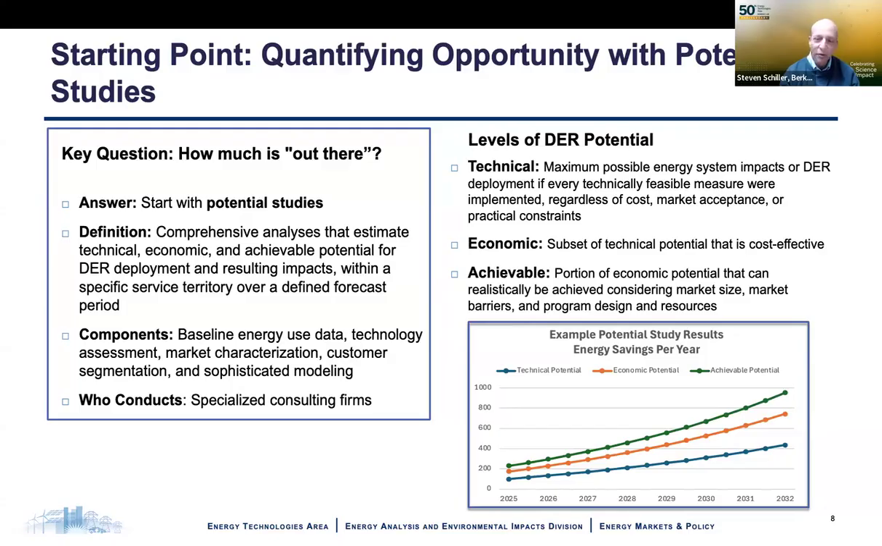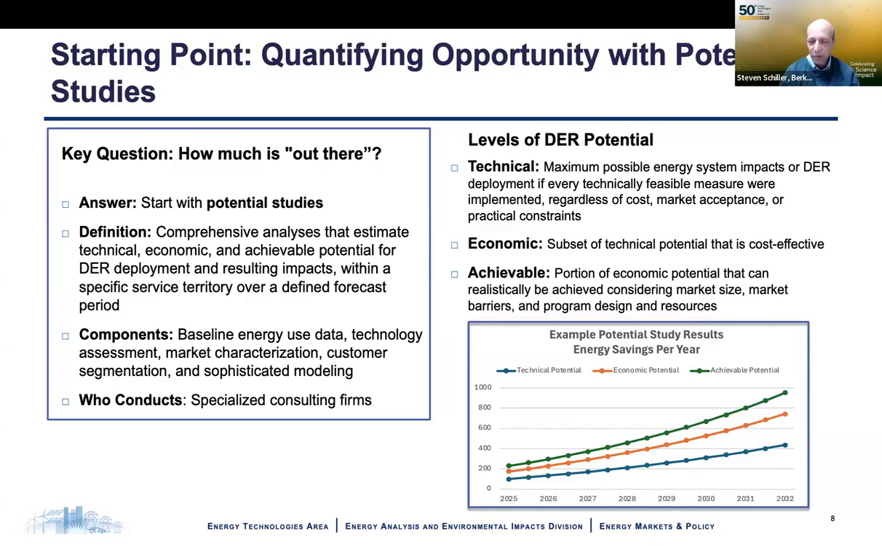Economic is, of all that, what would be cost effective? Not everything that's technically viable is economically viable. And we're going to be talking about benefit cost analysis a little later in this session. And then the last one is achievable. So of that technical economic potential, what's actually realistic that can be achieved considering all the factors that are involved here? That technical and economic potential tends to be a little more straightforward in analyzing.